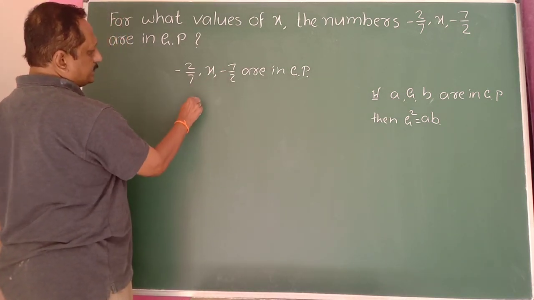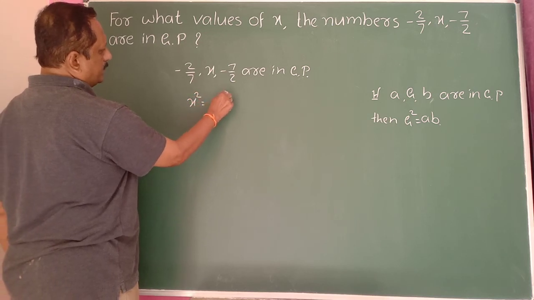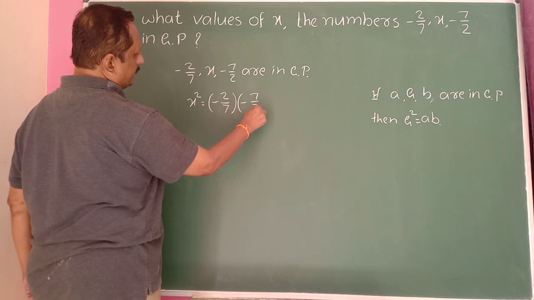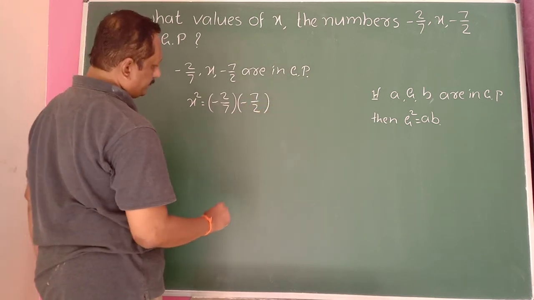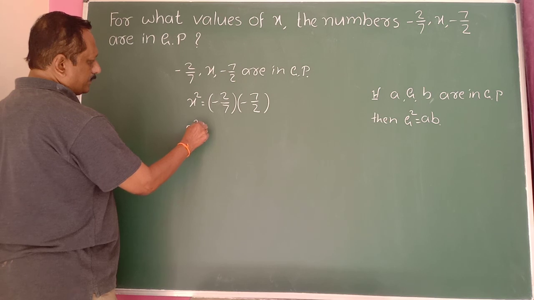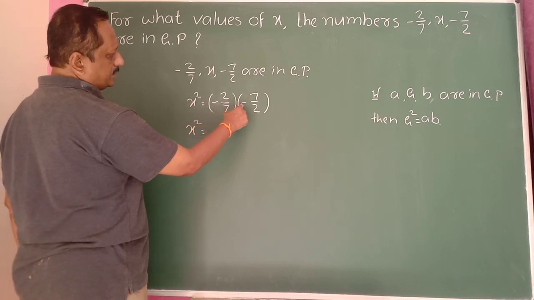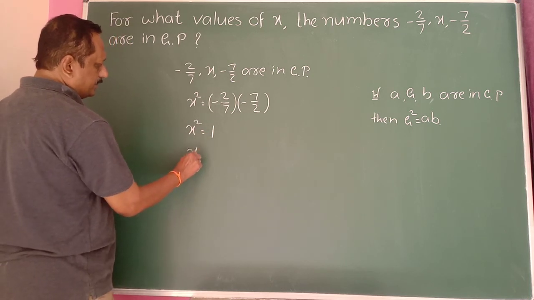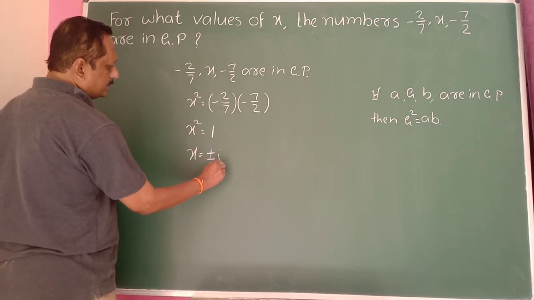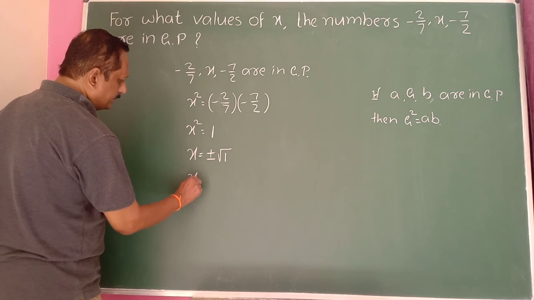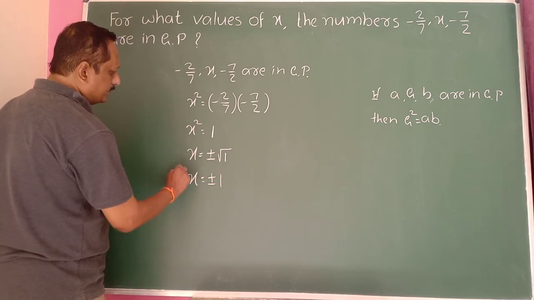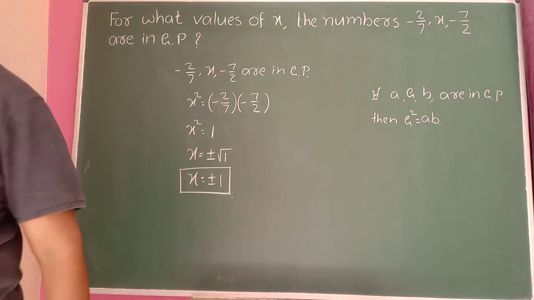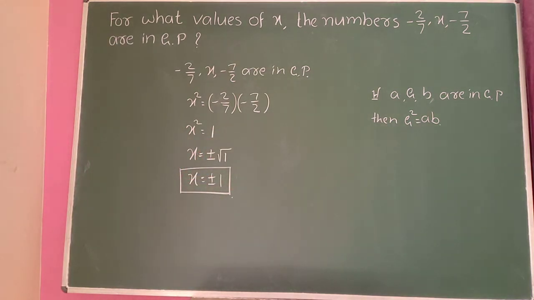Hence x squared is equal to minus 2 divided by 7 into minus 7 divided by 2. Using that formula, x squared: minus times minus becomes plus. 7 cancels, 2 cancels, remaining is 1. Therefore x is equal to plus or minus root of 1, that is, x is equal to plus or minus 1. So this is the answer.